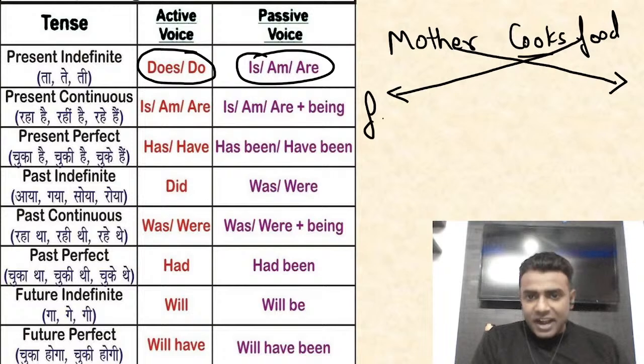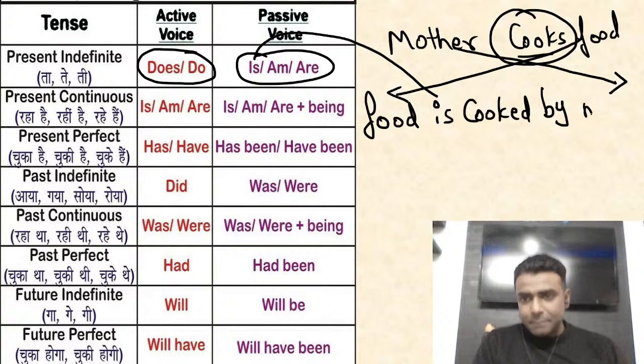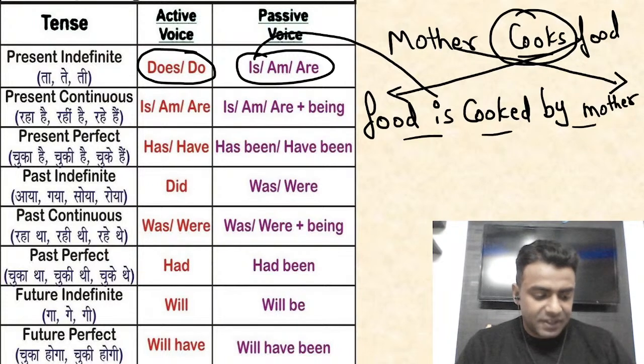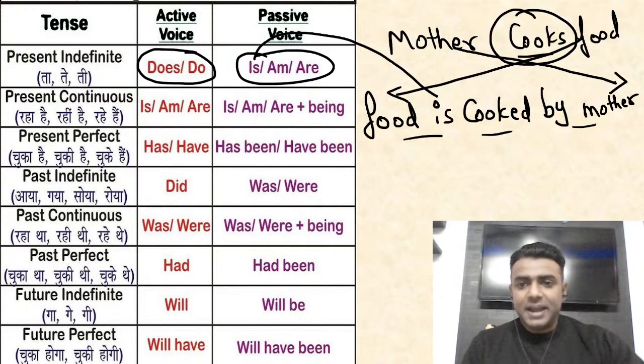So how will we write food? Food is singular. Then comes is. Then comes the verb's third form, cooked. And in passive voice you add this word, by mother. That's it. Now practice it on your own. Start playing with English grammar. Very good, Mukesh. Food is cooked by mother.